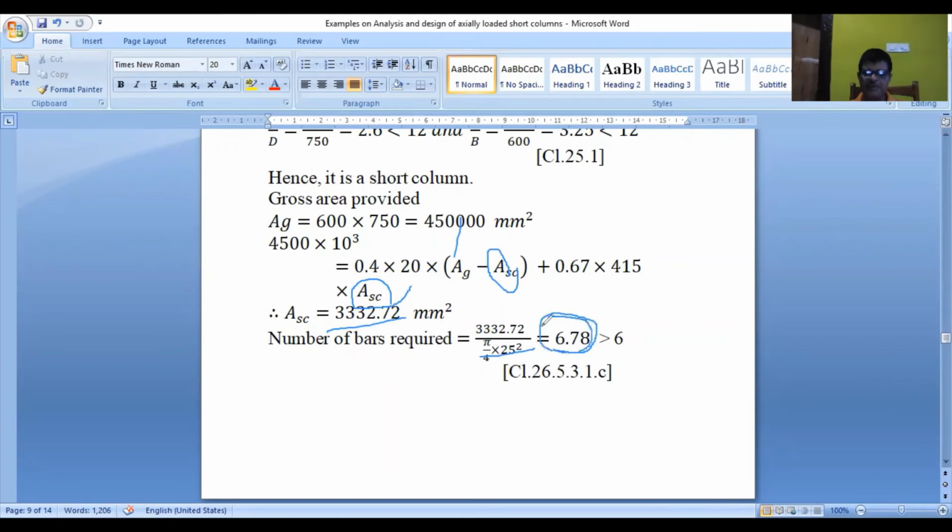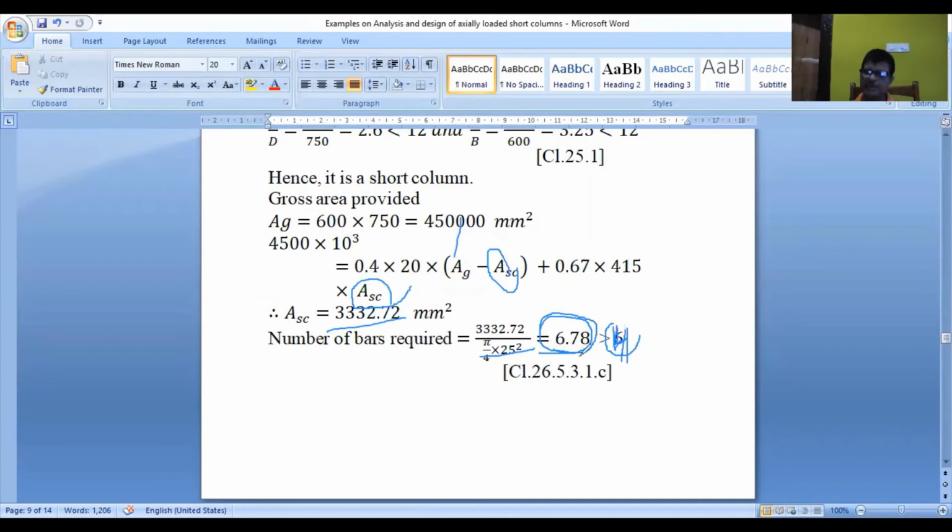So 6.78 means the minimum number of bars required is 4. Sorry, it is not 6. In case of rectangular, it is 4. So it is greater than 4, so it is okay. If it is less than 4, you will take the 4. If it is more than 4, it is equal to that. Okay. So in case of rectangular and square column, the minimum number of bars required is 4. If it is less than 4, provide 4. If it is more than 4, then provide that value.